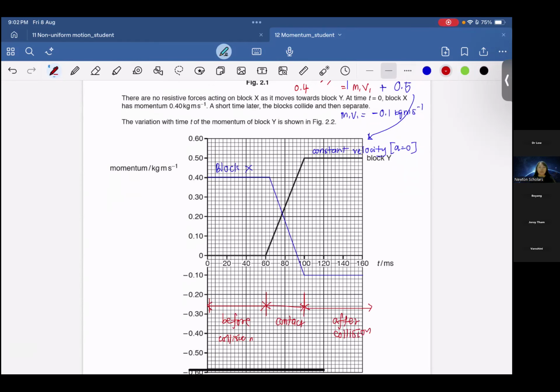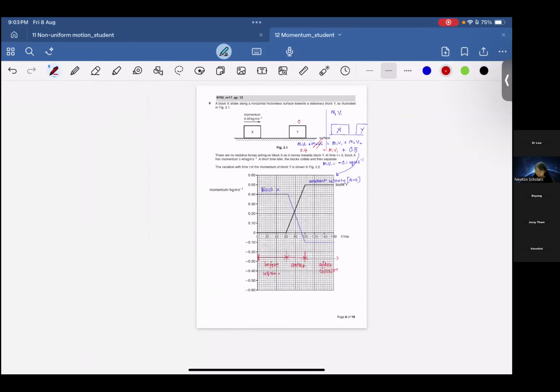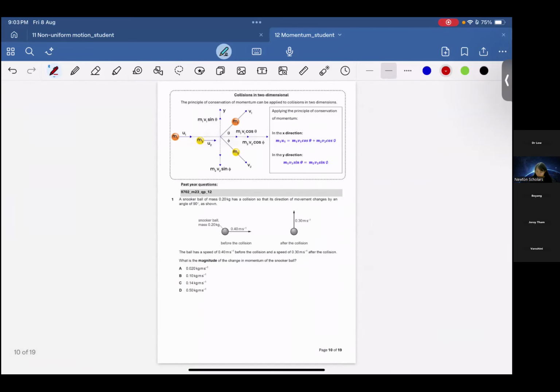Okay, boys and girls, any question for this? If no question, then we are going to the next page. Any question? Thank you, Kai Chen. Thank you, Vashini. So we go to your page number 10. Okay, Fawal, good job. Right, we go to the next page.